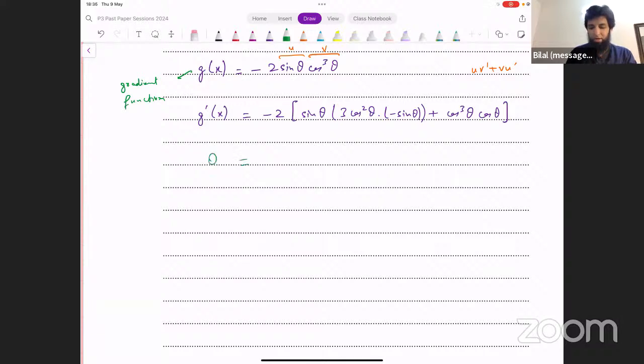What does that give you? Minus and minus, that is plus. 2 into 3, that is 6. 6 sine square theta into cos square theta plus cos raised to power 4 theta. This, there's a 2 there as well. Minus 2 into that thing, that will be minus 2 cos raised to power 4 theta. Right? 6 sine square theta cos square theta minus 2 cos raised to power 4 theta. Yeah, that looks okay. Now you need to solve this equation.